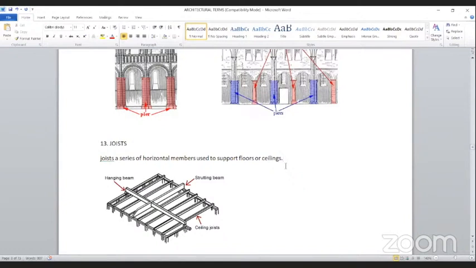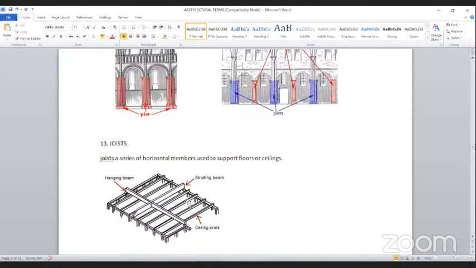A beam is a horizontal member which supports a slab or a structure. Yes, you can see the image here. This is a beam and this is also a beam. It supports the whole floor. Suppose we are building one floor, beams are put throughout the whole floor. This is that beam.